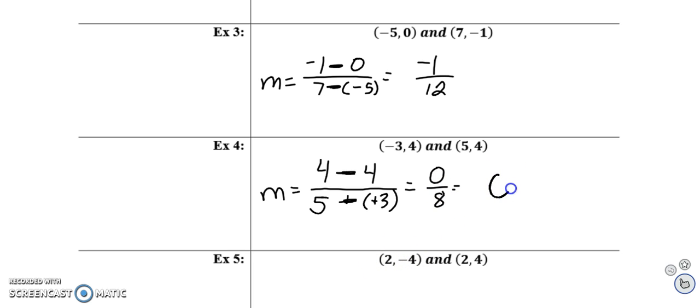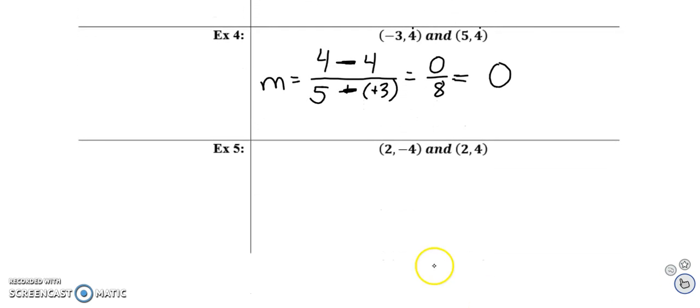0 divided by 8 is 0. And that's a fine and dandy number. That is okay. That's good. 0 divided by something we can have. Now, by the way, looking at the y coordinates, both the y coordinates are 4. X can be anything. That's that horizontal line we had before.